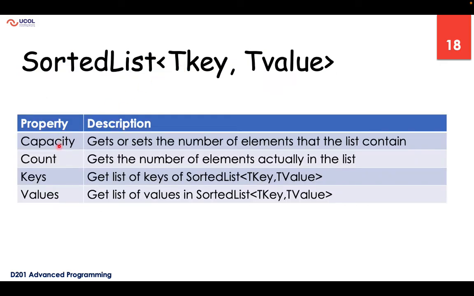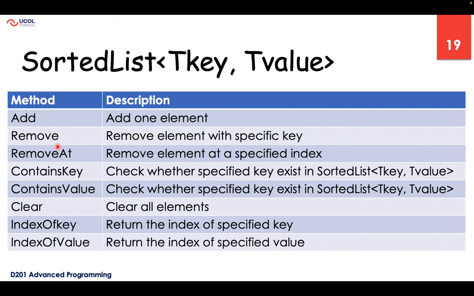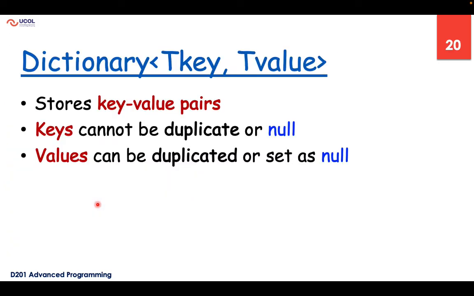We have different methods: capacity, count, keys, and values. Keys will give me the list or array of keys which are present in that particular sorted list, and values will give me the array of the values present in that list. We also have add, remove, and contains key. I have explained these methods in the previous code as well.